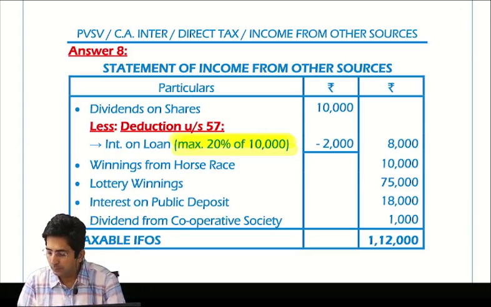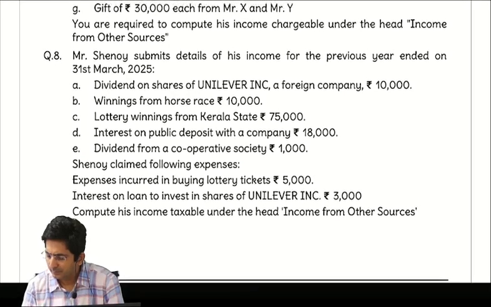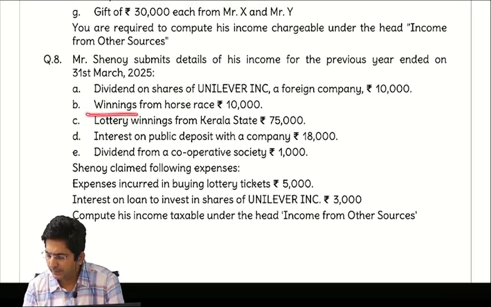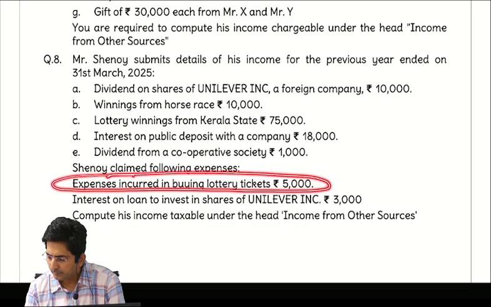So outer column 8,000. Then the rest of the points were simple. There were winnings from horse race. There was lottery winnings. And there was some expenditure also for winnings. But winnings expenses you have to ignore.